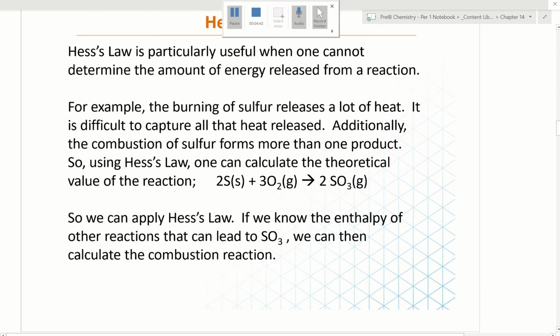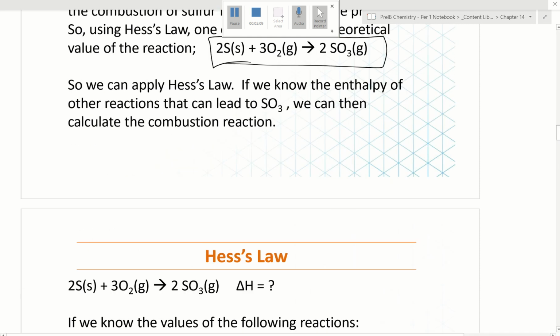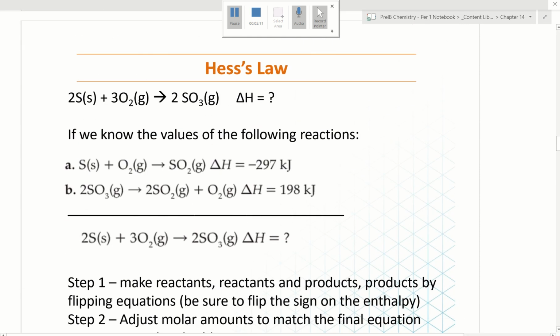So in your book, if you look through the example they have, it's the exact same idea, but instead of talking about magnesium, they talk about the burning of sulfur. So the burning of sulfur, again, releases a lot of heat. It's difficult to capture all that heat, and it gives us this reaction here: 2 sulfurs plus 3 oxygens yield 2 sulfur trioxides. So since we can't synthesize this directly, we can use Hess's law like this.